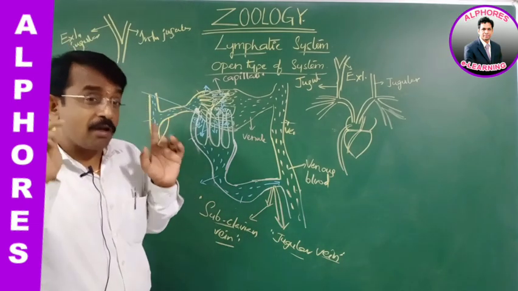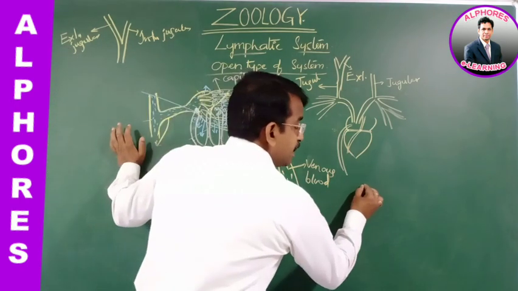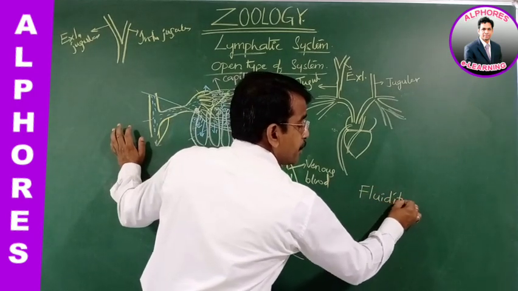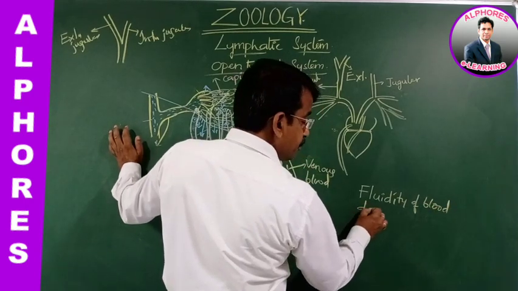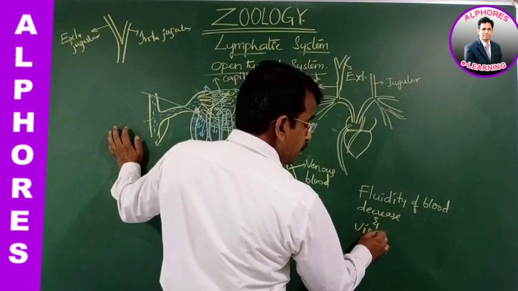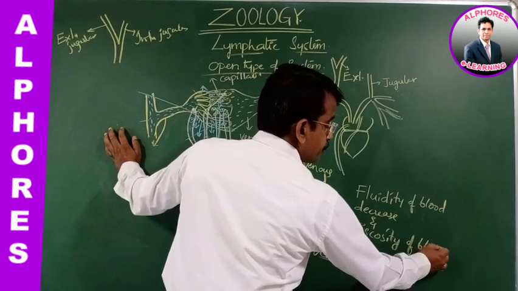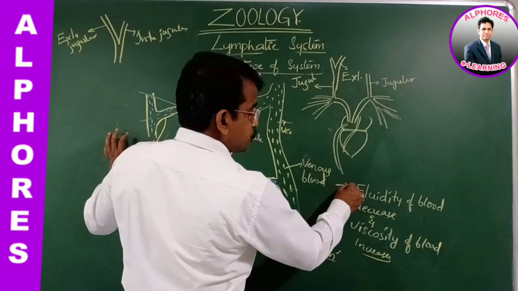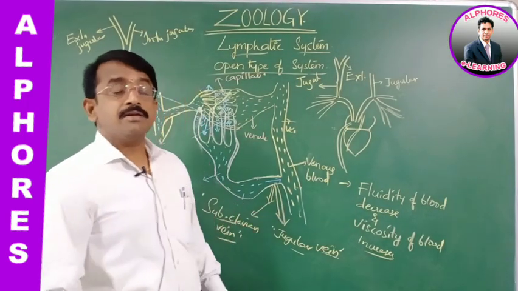In fact, it is a part of it, but 15% is deficient. So the fluidity of the blood decreases, and the viscosity of the blood increases. Two points to remember: fluidity of the blood decreases and the viscosity of the blood increases.